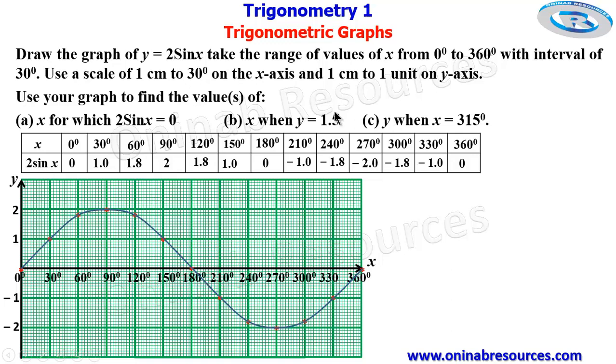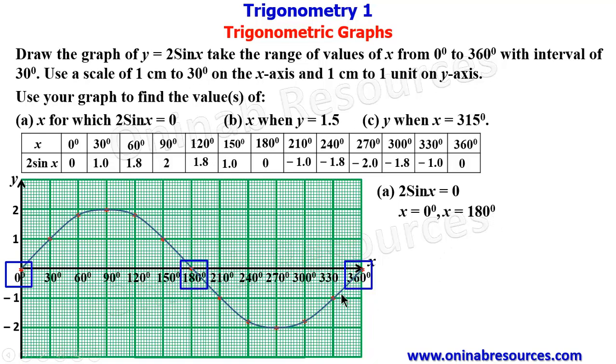So we then go ahead to solve the problems using the graph. We start with A. We are looking for 2 sine x equal to 0. That is where y is equal to 0. That is where the curve cuts the x-axis. All the values of x at that point. We have the point here, here, and here. So we have it at 3 points. At these points, x is equal to 0, x is equal to 180 degrees, and x is equal to 360 degrees. That is for A.